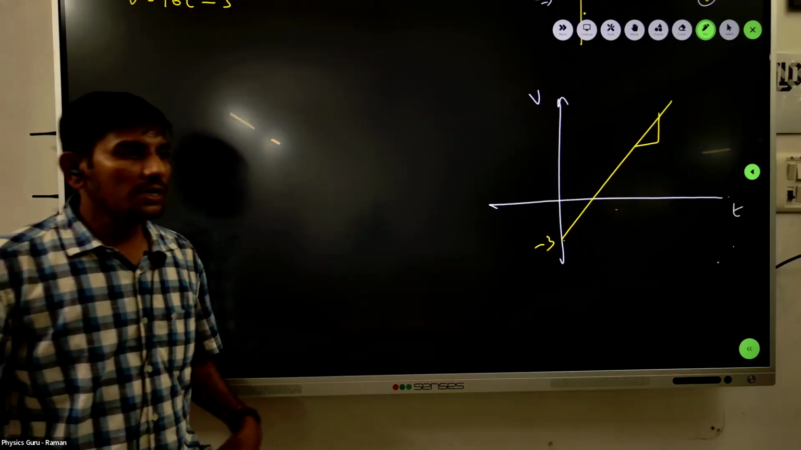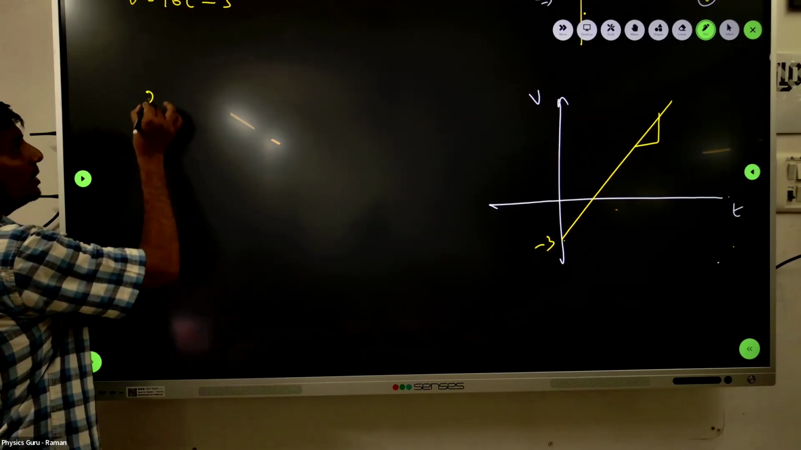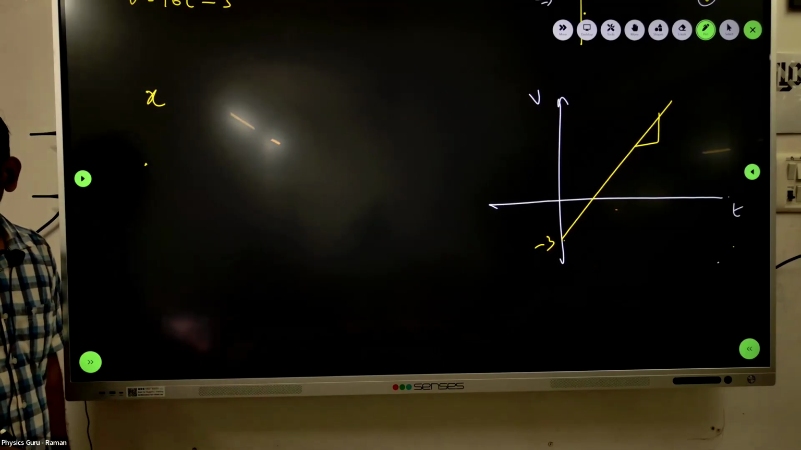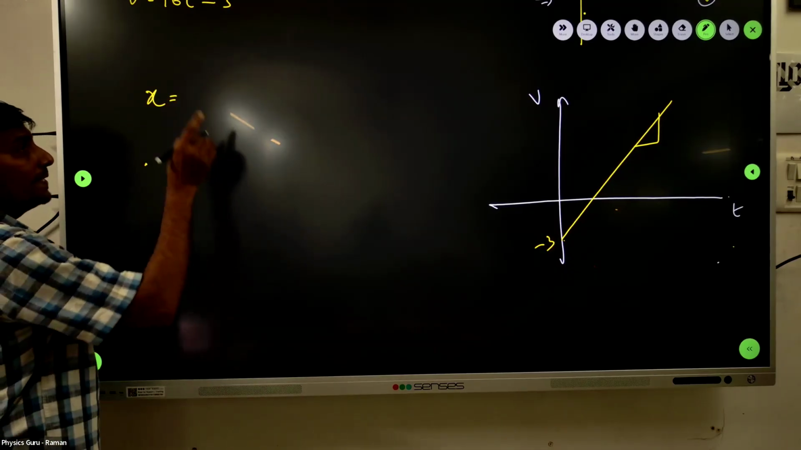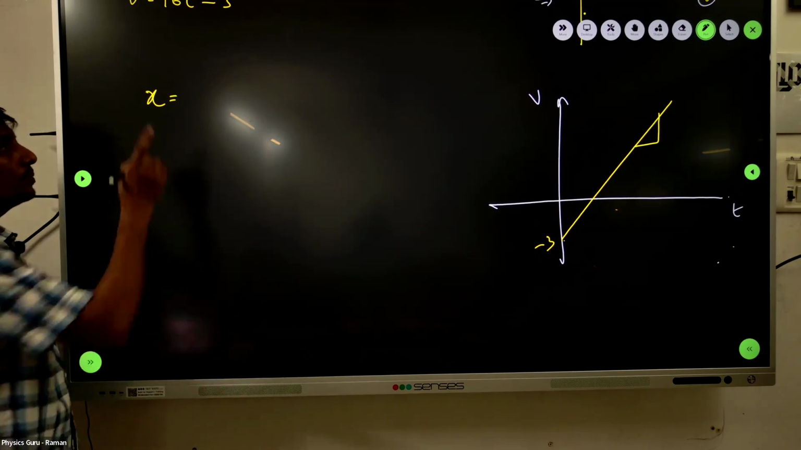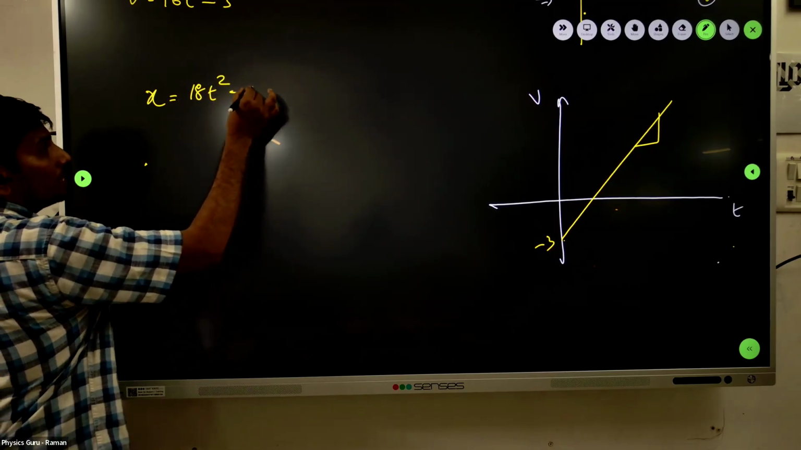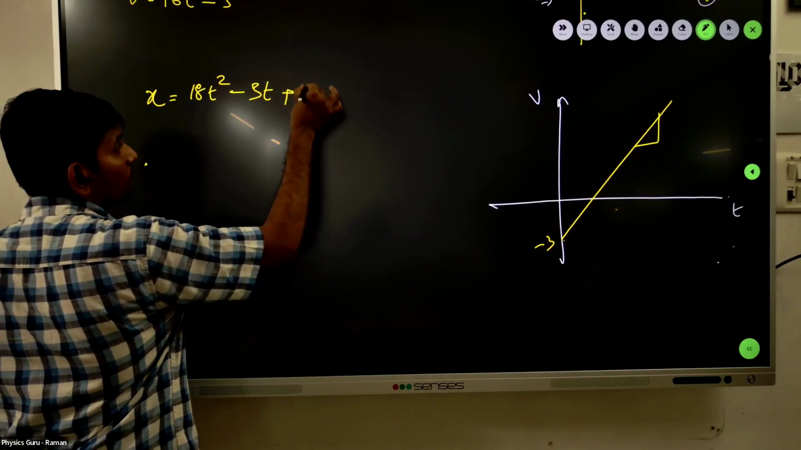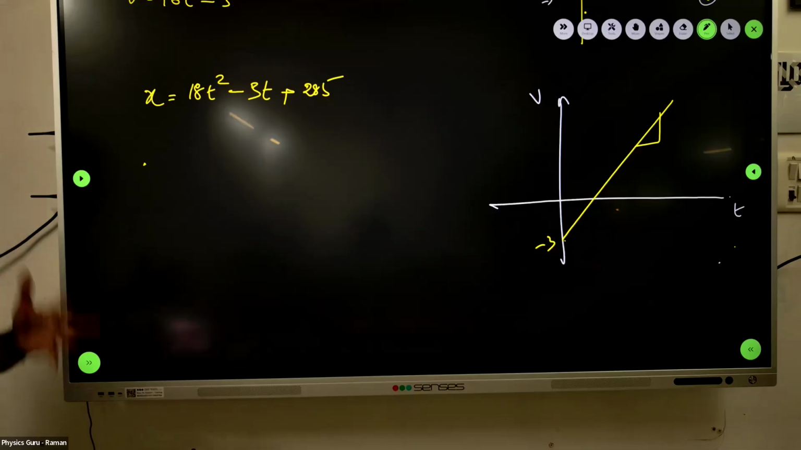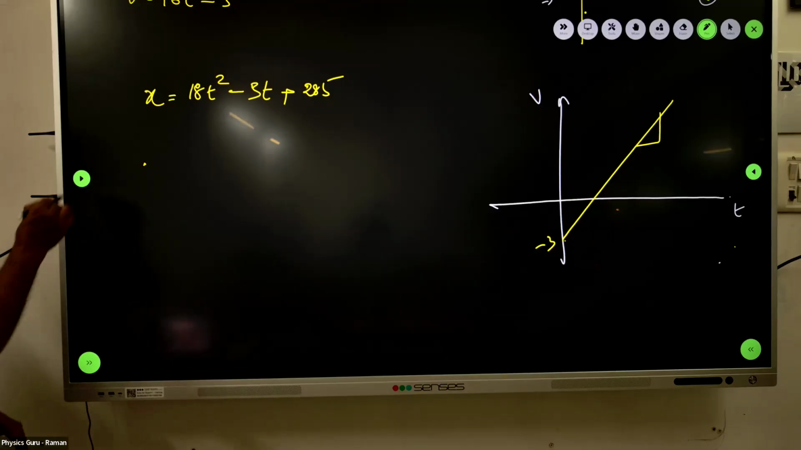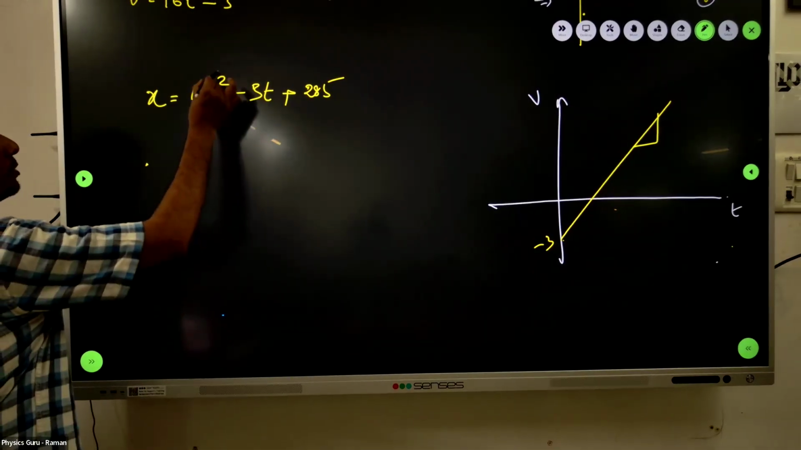Got it? Now I'll teach you a small trick. It's a shortcut. Write it separately and put a box around it. Whenever you have a displacement equation whose power is 2 or less than 2, fine? For example, x is equal to 18t squared minus 3t plus 285, whatever the number may be. I'm just randomly writing some number, but I always want you children to look into this part.